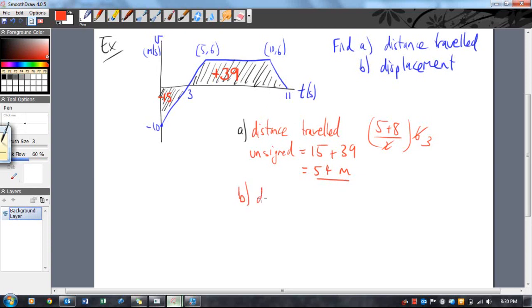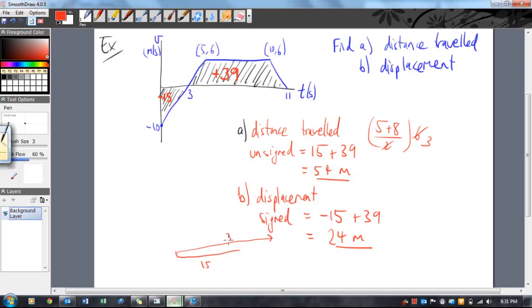Part B, what's its displacement? Well, its displacement will be its signed area. Okay, so what we want is its signed area, so that's equal to negative 15 plus 39, okay, and that's equal to 24 meters, okay, and that's obvious because it's gone negative 15, so it's gone 15 in that direction, and then it's gone 39 in that direction, and so it ends up at 24.